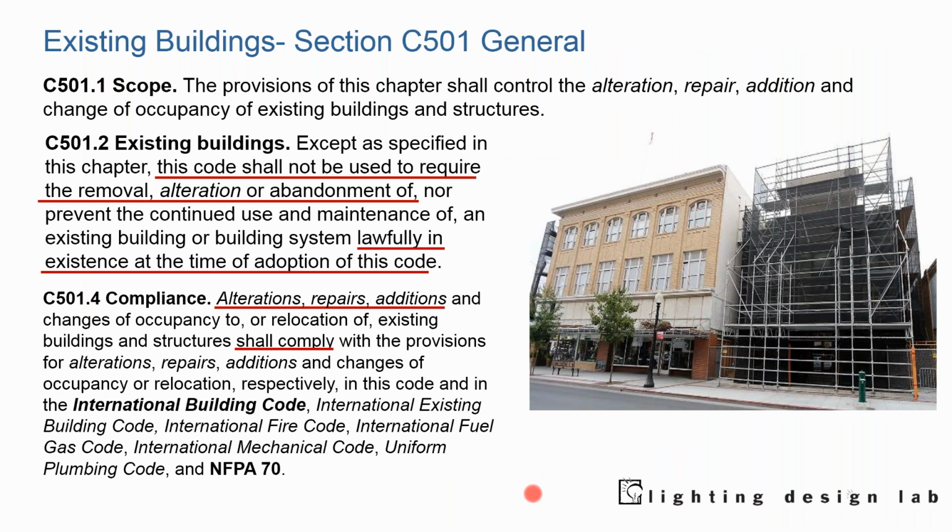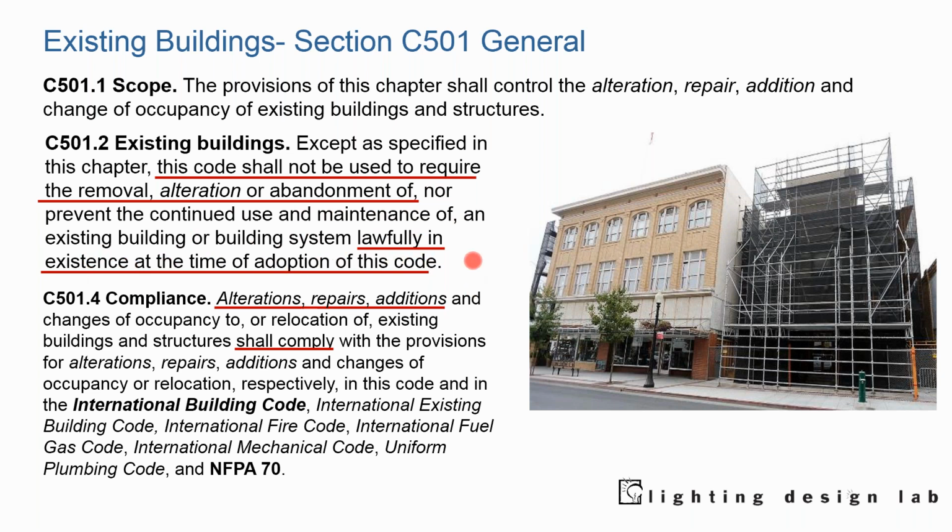All right, so those are the additional controls. Now we'll look at existing buildings. General. So this is section C500, C501. The scope provisions of this chapter shall control the alteration, repair, addition, and change of occupancy of existing building structures. Existing buildings, except as specified in this code, shall not be required to be removed, altered, or abandoned, nor prevented from continued use and maintenance, provided the building is lawfully in existence at the time of the adoption of this code.